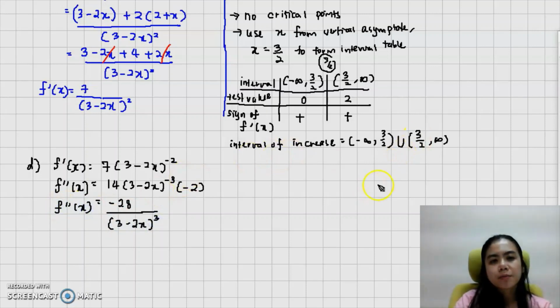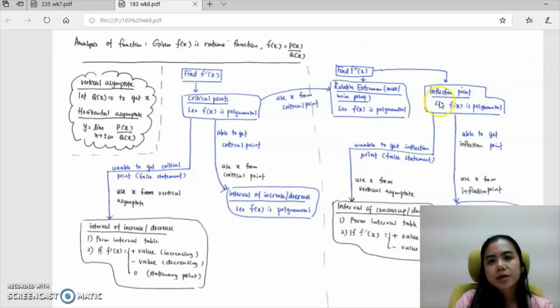Okay, once we have obtained our f double prime, back to the flowchart one more time. It says that please check the inflection point. We do not use this type because we do not have a critical point, right? Remember just now we said we have no critical point. We don't have to go further to the relative extremum, just directly to the inflection point. So just recall the things that you have learned in the previous subtopic when your function is a polynomial.